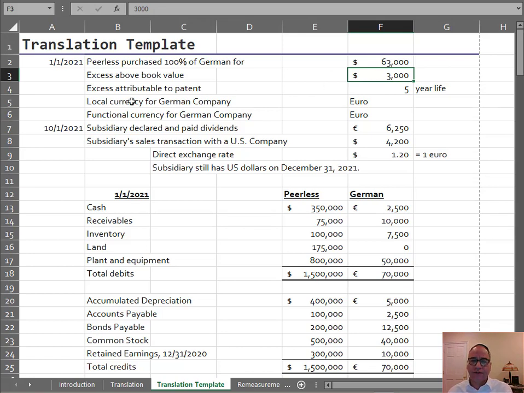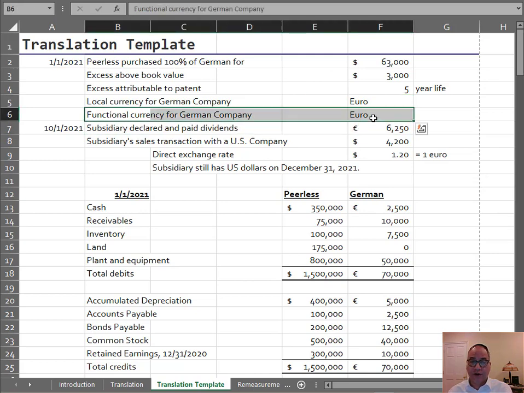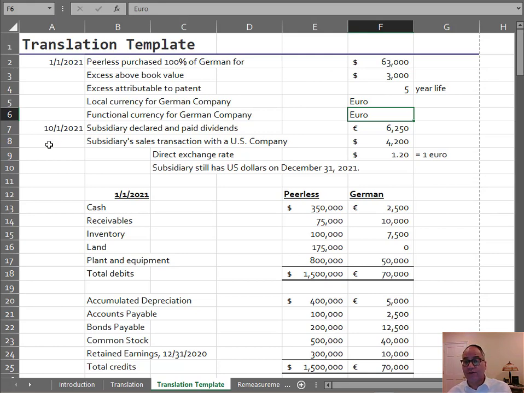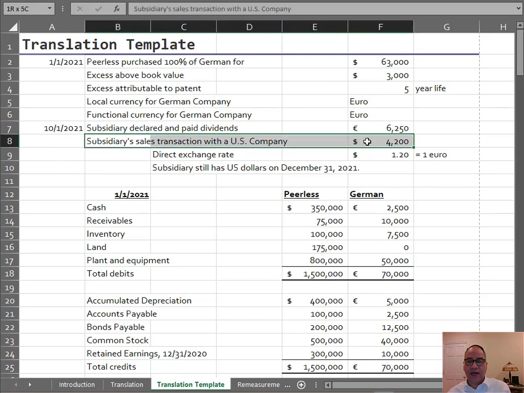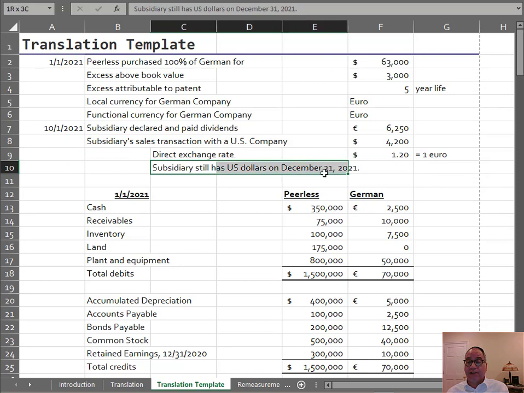The local currency for the German company is the euro. The functional currency for the German company is also the euro. On October 1st, the subsidiary declared and paid dividends of $62.50, of which we would receive 100%. And the subsidiary had a sales transaction with a U.S. company in U.S. dollars of $4,200. So even though the subsidiary is in Germany and uses euros, they made a sale denominated in dollars of $4,200. At the time, the direct exchange rate was $1.20 per euro.